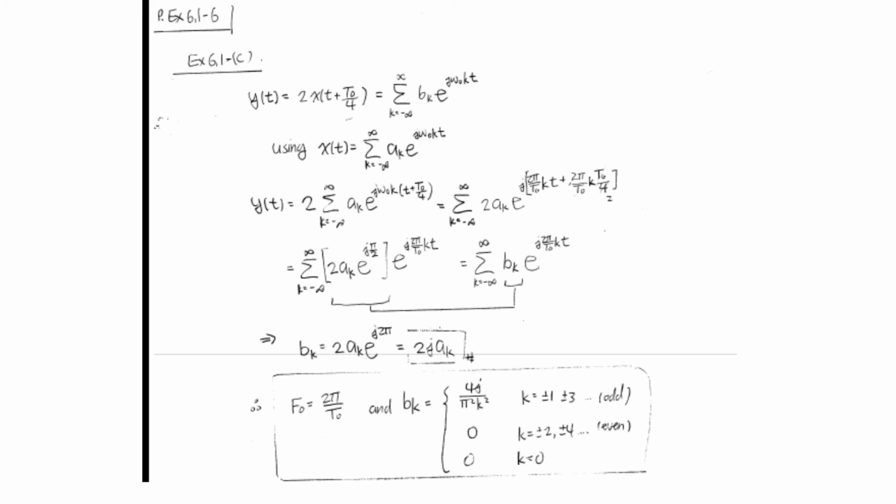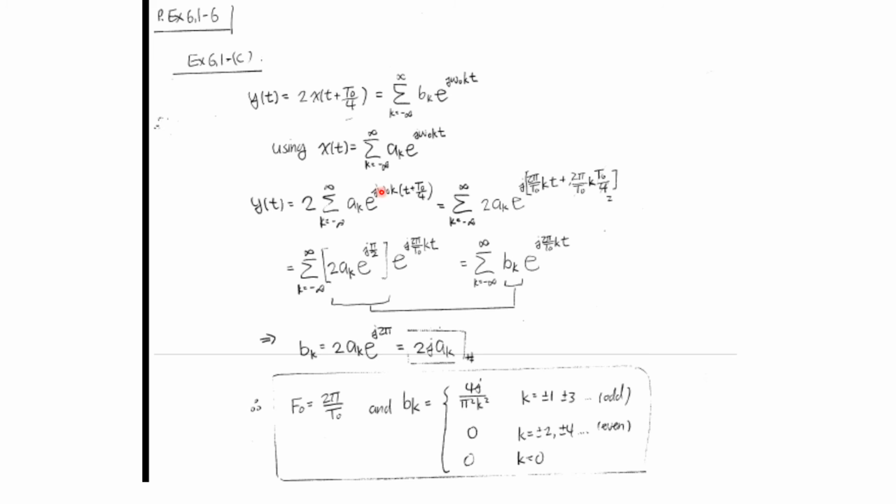So we're going to go ahead and do that. We're going to take 2, and then we're going to also shift it by t naught over 4. So I multiplied this whole thing here by 2, and I'm going to add a time shift of t naught over 4. We're going to expand that out. So I'm going to multiply this term in here.